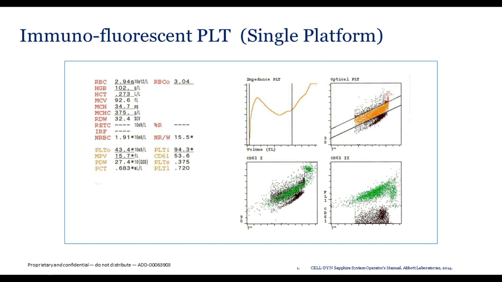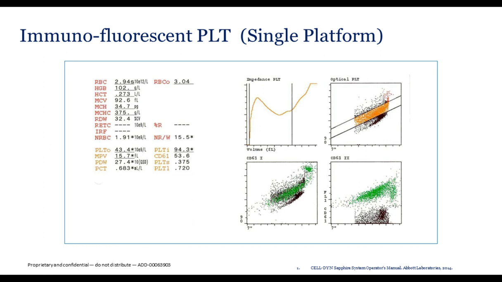Here's a clear example of the power of the immunofluorescent platelet count. In this particular single platform approach, take a look at the lower right corner, where it says platelet O, meaning optical, platelet I, meaning impedance, and then CD61 under the impedance count. By looking at the platelet O and platelet I, you can see that there's interference. Looking at the histogram to the right, the impedance platelet count is clearly overlapping into the RBC region. The optical count as well demonstrates that there are non-platelet events located both above and below that orange or gold population.